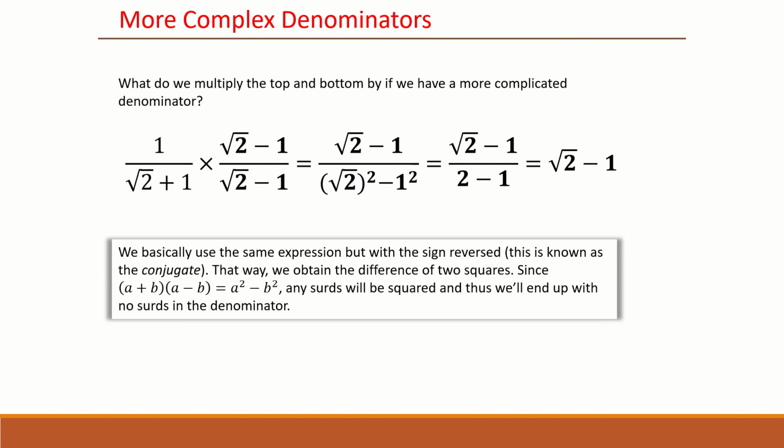Or if you had a complicated denominator, rather than just a surd, you had, in this case, root 2 plus 1, you would multiply the top and bottom by its conjugate, which in this case would be root 2 minus 1. As it's shown at the bottom, a plus b multiplied by a minus b would give you a squared minus b squared. Using this fact, we use the conjugates of both forms to get a rational number. And in this case, it's root 2 plus 1 and root 2 minus 1, which should give you root 2 minus 1 at the end.